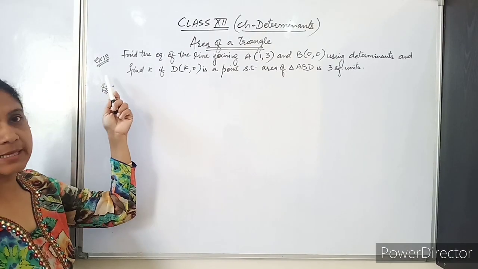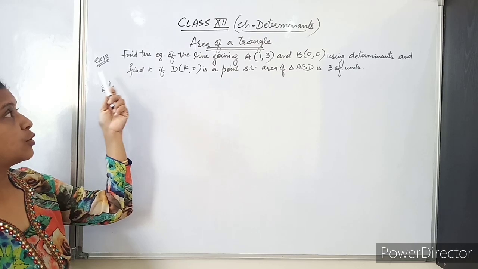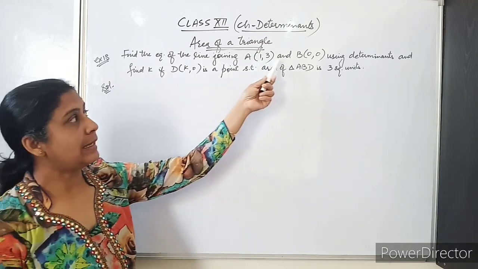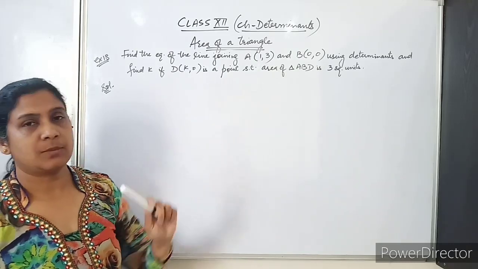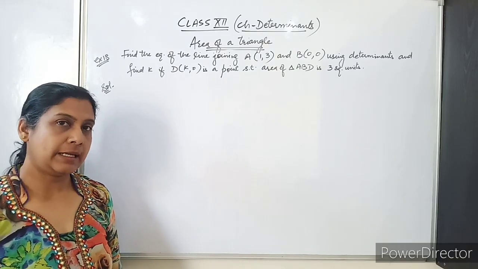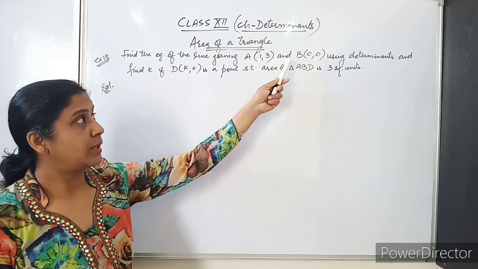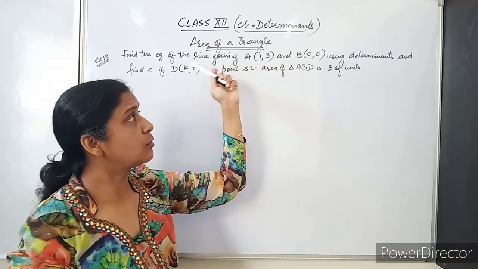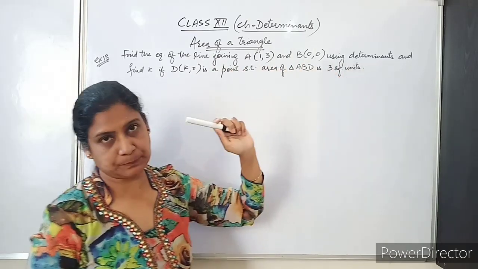Let's take some more questions to understand the same topic. I've taken up example 18. It has two parts. I'm going to read the question. Find the equation of the line joining A and B using determinants. You have done in class 11th how to find a line using the two-point form, but I cannot use that two-point form here because I have been told to find the equation of the line using determinants.